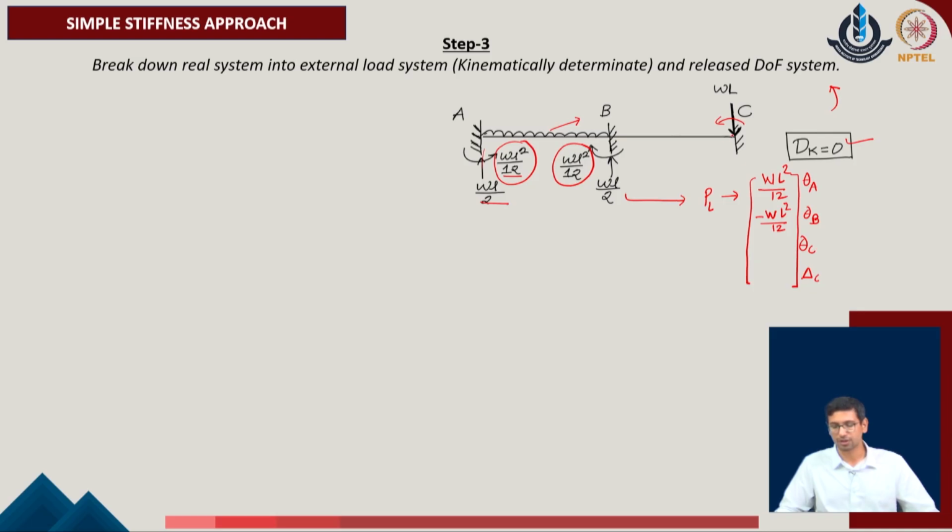Theta C, which is defined over here, is not contributed by any of the joint loads. So this is 0 for the given problem, and delta C, which corresponds to point C in the translation direction, has a contribution of the load W L. It is defined by minus W L because the positive direction is considered to be upward.